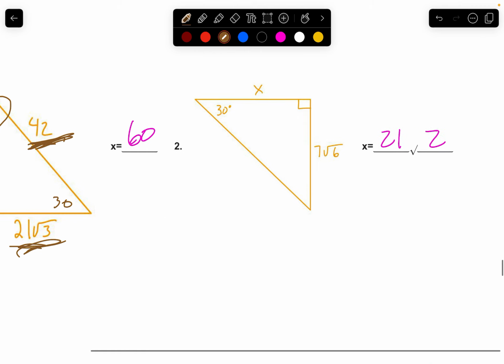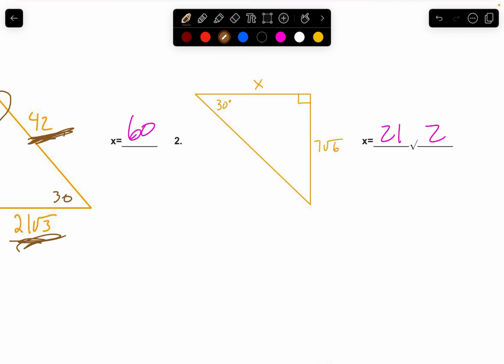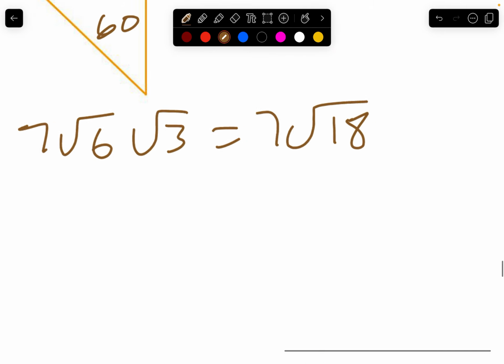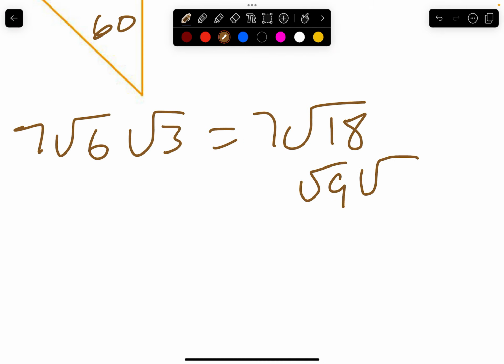That's the long leg. Here we know it's a 30, 60, 90. We have the short leg. We want the long leg, which equals the short leg times root 3. So 7 root 6 times root 3 is 7 root 18. But root 18 is root 9 times root 2.